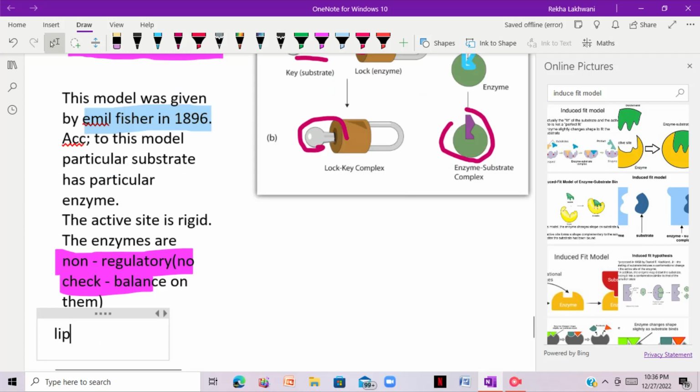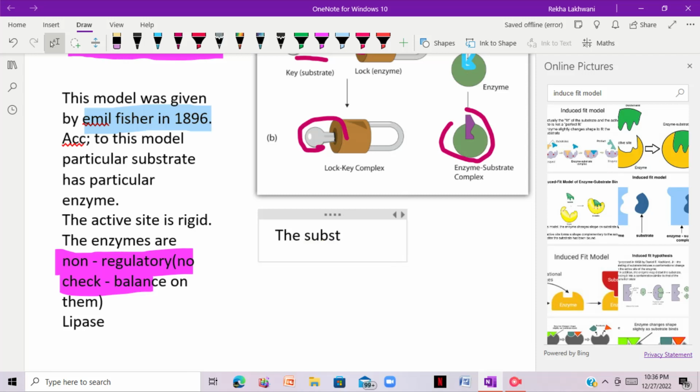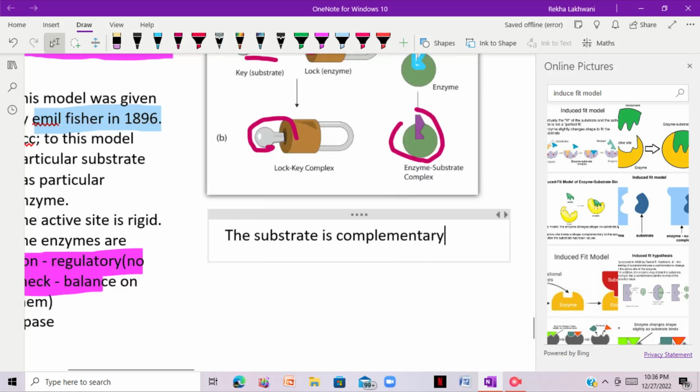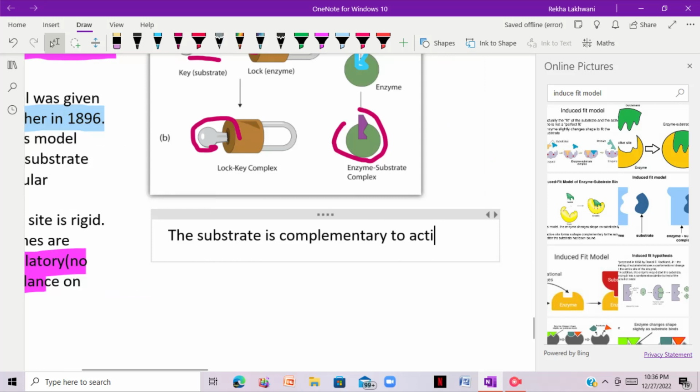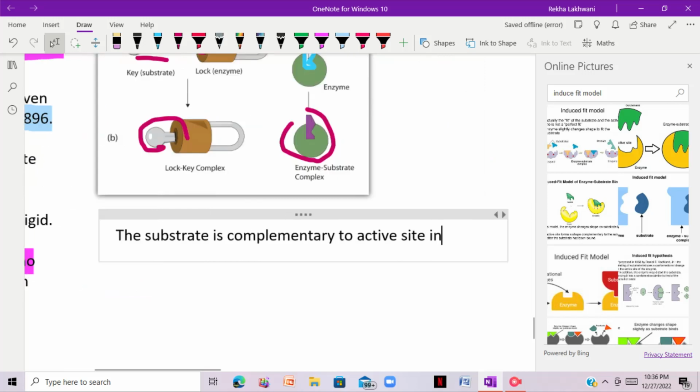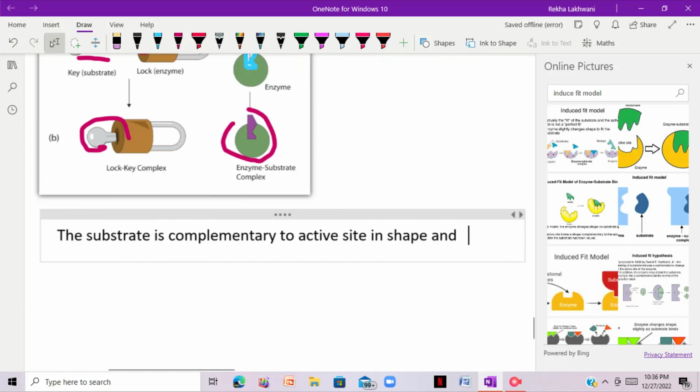Before moving ahead, I guess this model is clear to you. The substrate is complementary to the active site in shape and charge, both, right? The substrate is complementary to the active site in shape and charge.